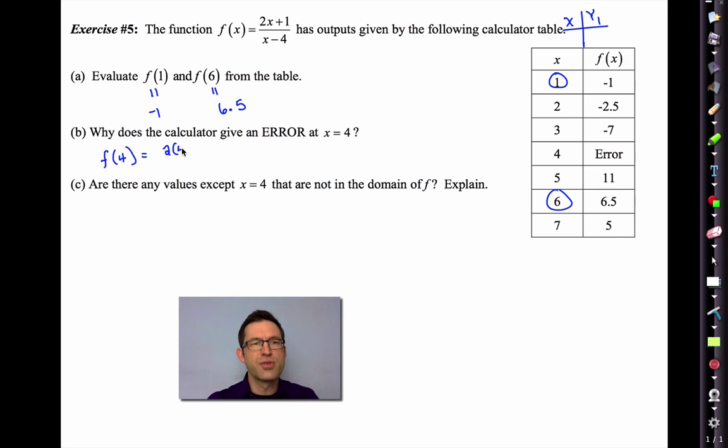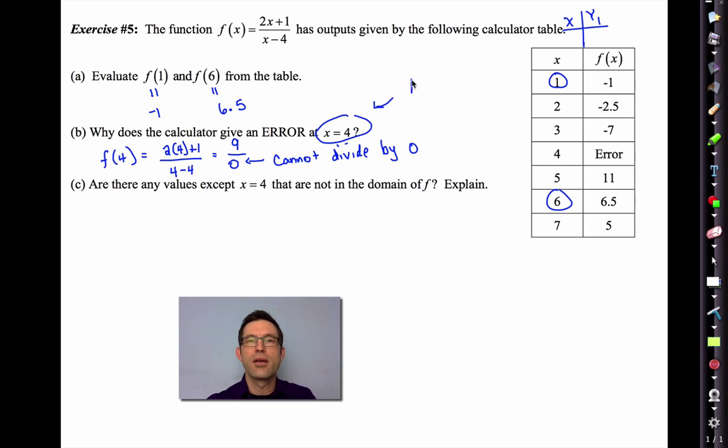Well, the rule says 2 times 4 plus 1 divided by 4 minus 4. Well, that's going to be 8 plus 1 is 9 in the top, and of course 4 minus 4 is 0. Now it may seem that 9 divided by 0 would be 0, but in fact, what you've seen a little bit, you haven't had a lot of exposure to this, is that you cannot divide by 0. So that means x equals 4 is not in the domain. We can't come up with an output. That's why the calculator is giving us an error.